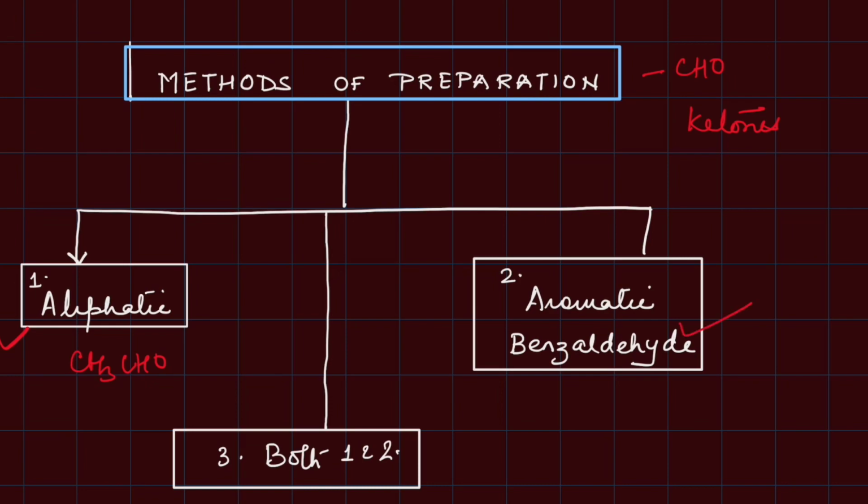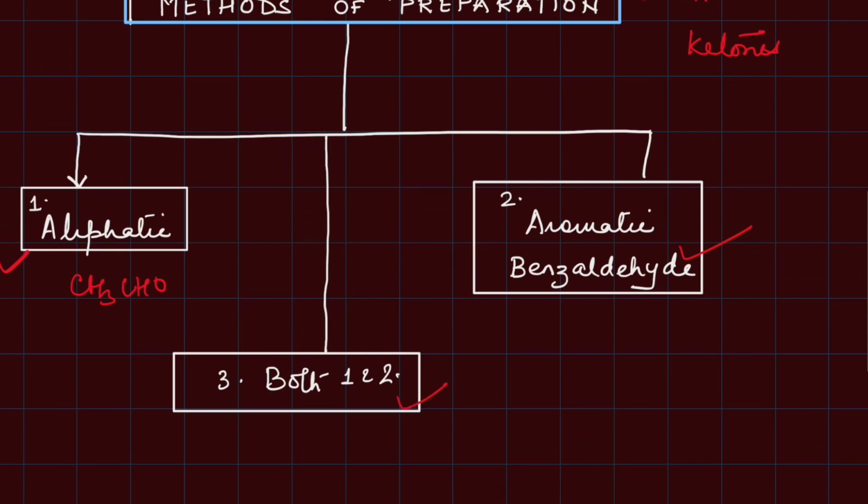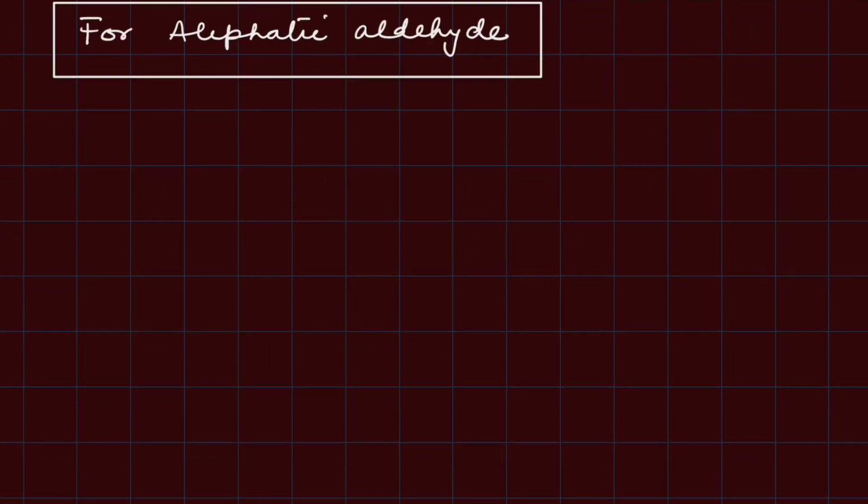Secondly, aromatic, that is benzaldehyde exclusively, and the third will include the common methods which are applicable on both. Among these three, 50% of the methods are common for ketones as well. As we move towards each category, I'll keep telling you which methods are applicable for both. So let us get started with the first category, aliphatic aldehyde.